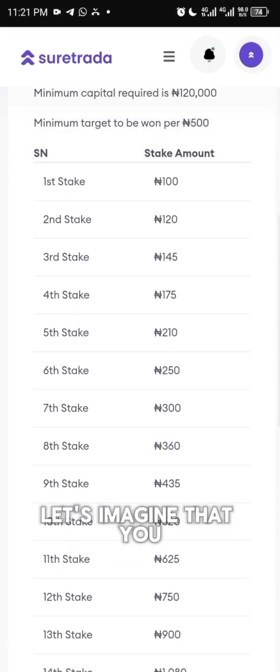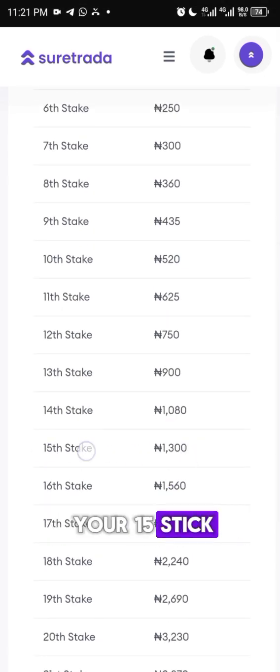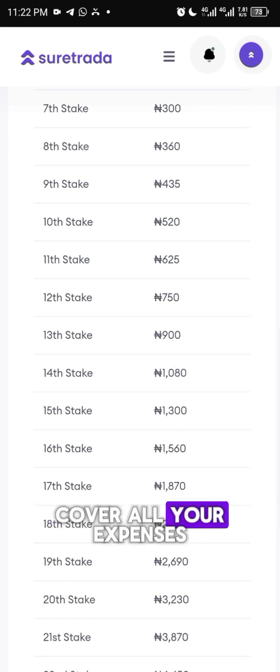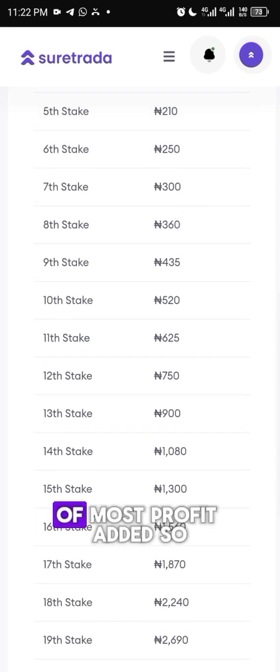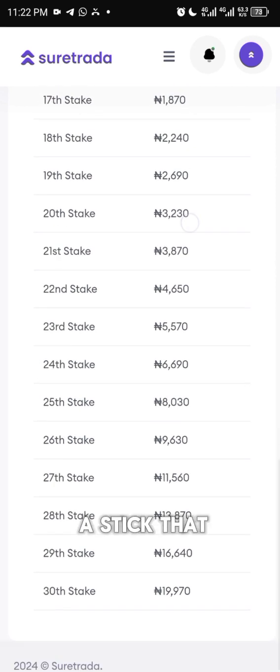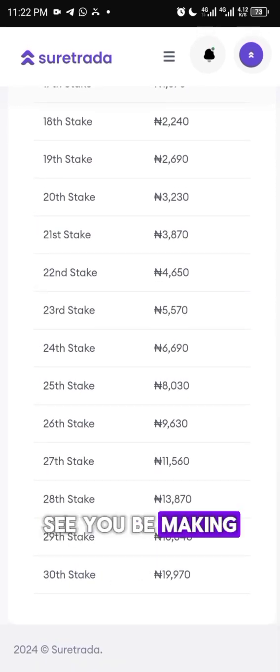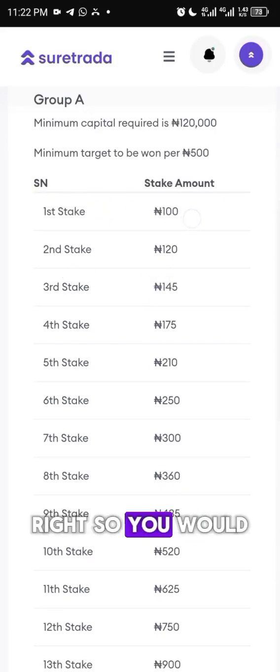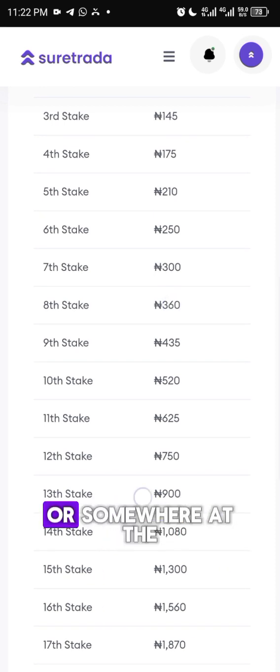You see, let's imagine that you played this up to your 15th stake. You would have lost all this initial money, right? But at this 15th stake, you'll be making a higher profit, which will cover all your expenses from stake 1 to stake 14 plus profit added. So the good thing about this platform is that at stake 30 you'll be making higher profit than at stake 1, right?